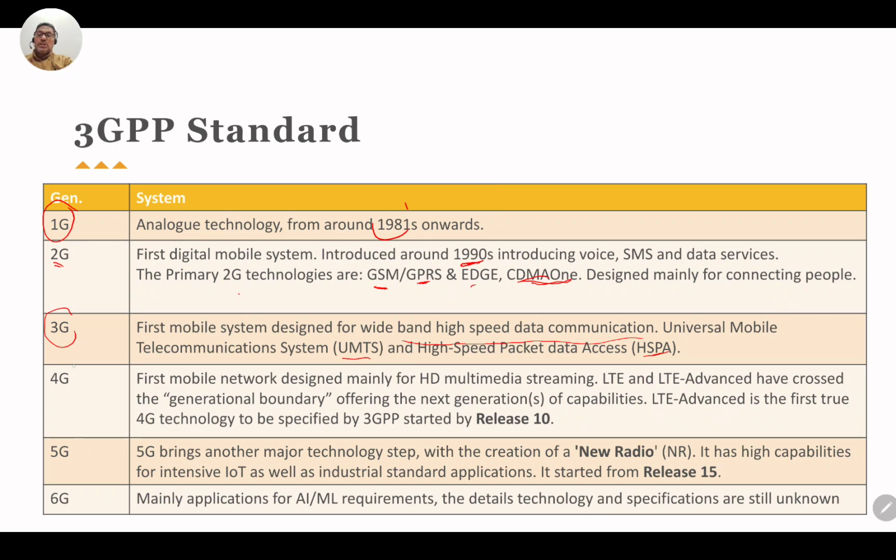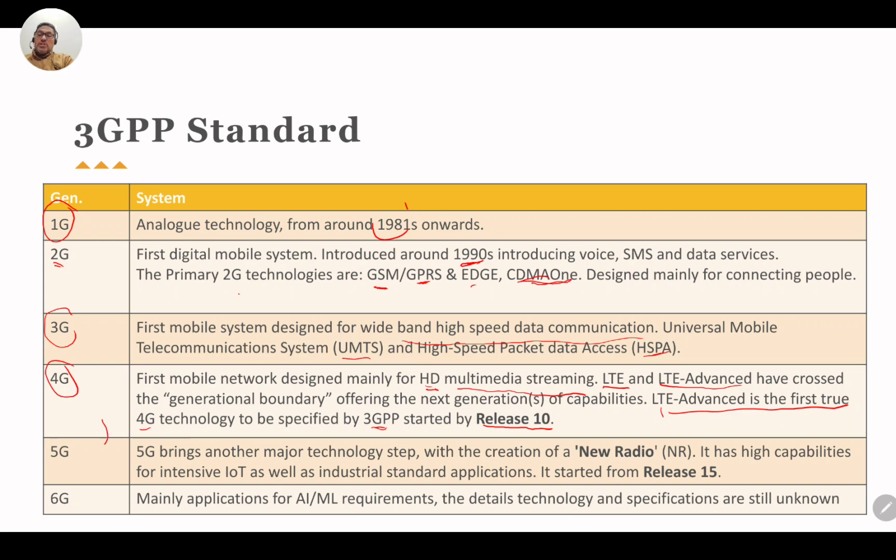Then we have 4G, the fourth generation, which was the first mobile network designed mainly for high definition multimedia streaming. The aim here was to provide a high data rate, which can support high quality video, for example. It was defined as LTE and LTE Advanced. Okay, and actually, LTE Advanced is the first true 4G technology to be specified by 3GPP, and it started from Release 15.